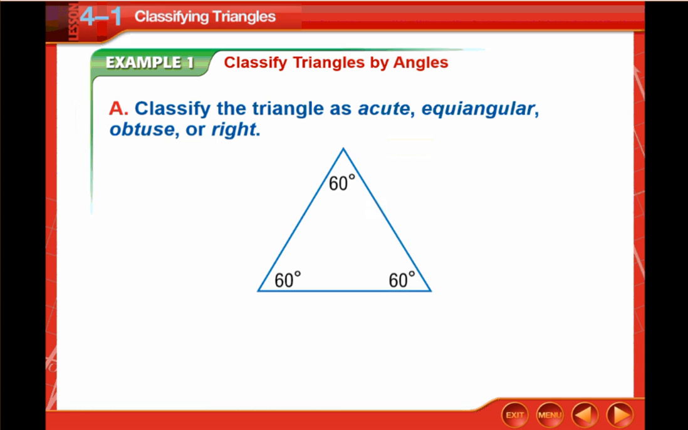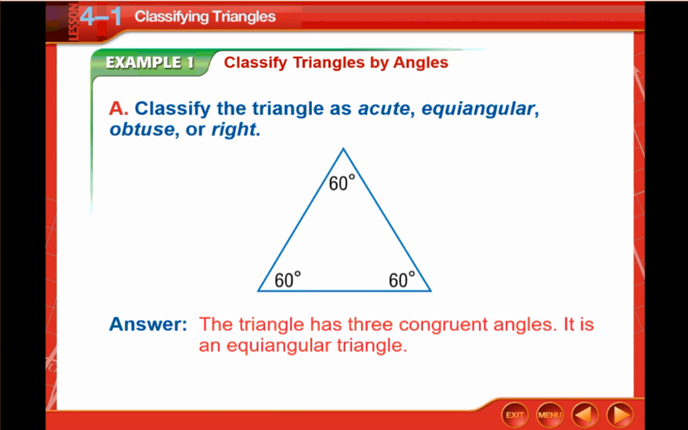Okay, so our first question, question A, classify the triangle as acute, equiangular, obtuse, or right. Well, this triangle is definitely an acute triangle, since all 3 angles are less than 90 degrees. It is acute, but it's also equiangular, since all the angles are congruent to each other at 60 degrees. So it has 3 congruent angles. It's an equiangular triangle, which is also an acute triangle.